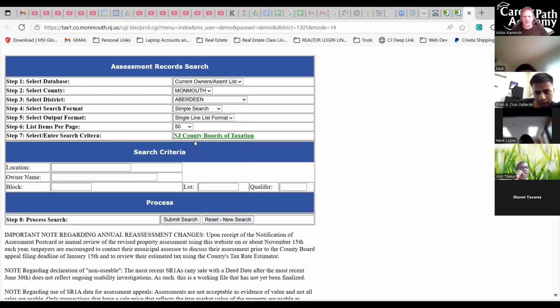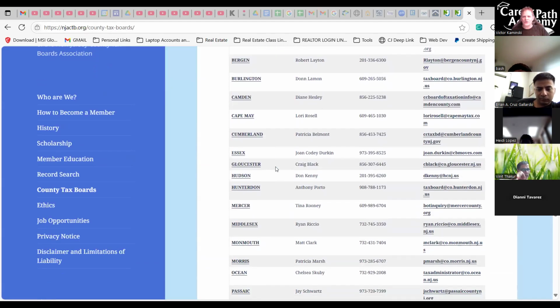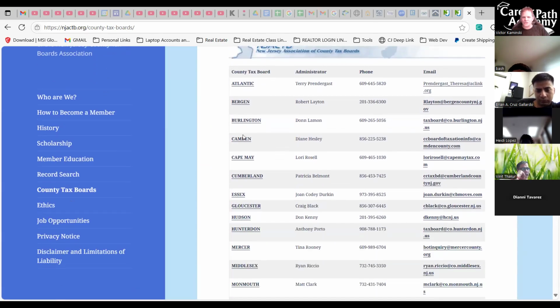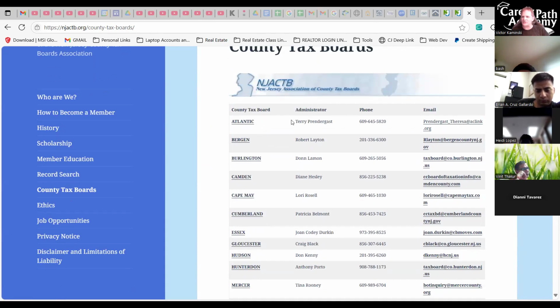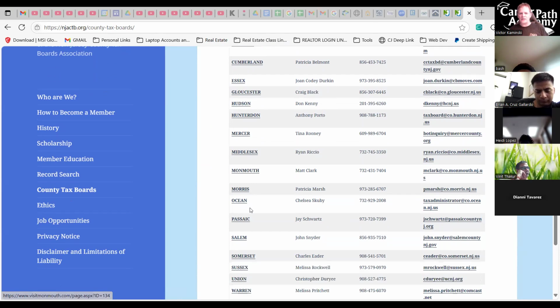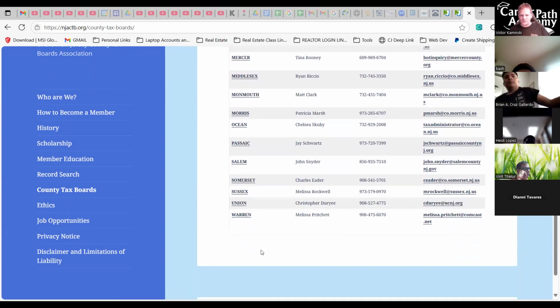If you want to search any other county, you could click here on the New Jersey County Boards of Taxation. And over here, you got a list of all 21 counties. You could go to each website, and it has the contact for the administrator of the tax records for every county and their email address. You could go to each county's tax website, find their tax record search system there, and search for your property.